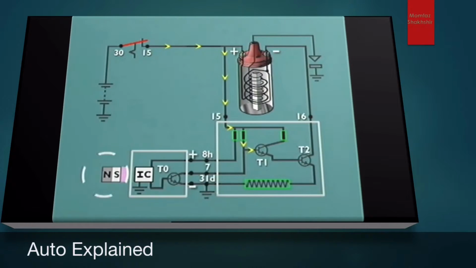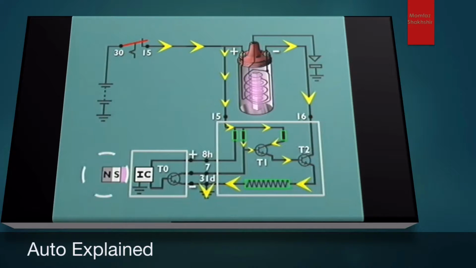The base of transistor T1 is positive, and a small current flow through the base emitter allows a heavier current to flow through the collector emitter. This heavier current then flows through the base emitter of T2, and T2 is switched on. Current can now flow through the ignition coil primary winding and through the collector emitter of T2 to ground.